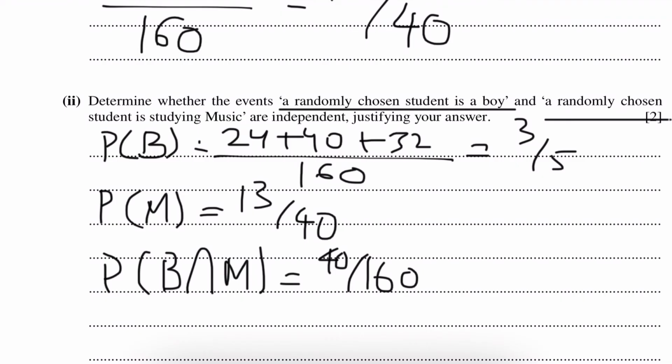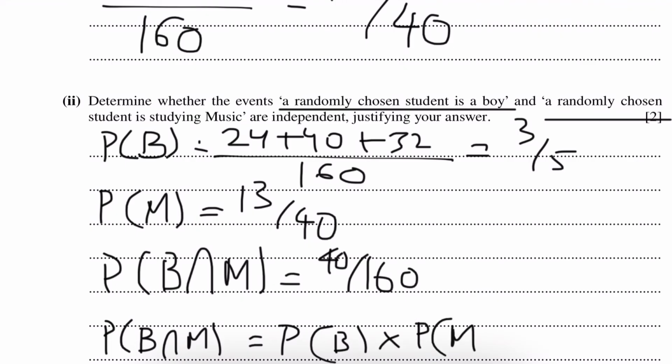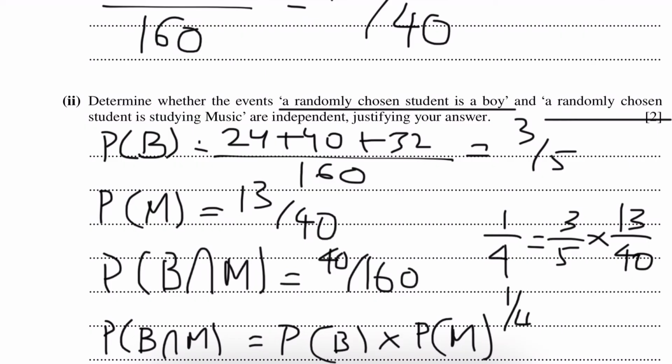In order for events to be independent, the probability of getting that should be equal to the probability of getting a boy multiplied by the probability of getting a student studying music. So it will be 1/4 is equal to 3/5 multiplied by 13/40. And the result would be 1/4 is equal to 39/200. But these values are not equal to each other, so these events are not independent.